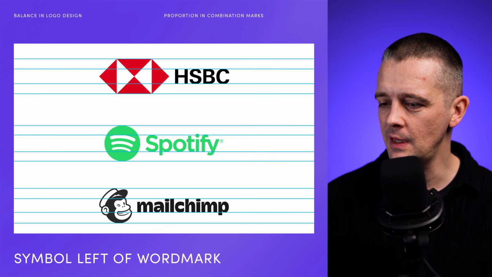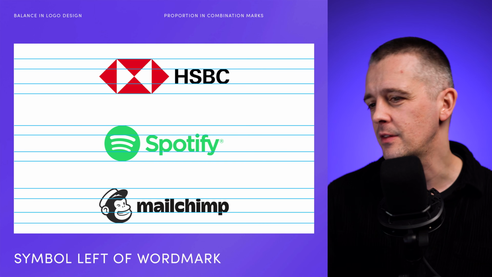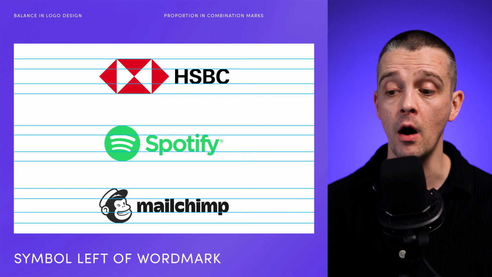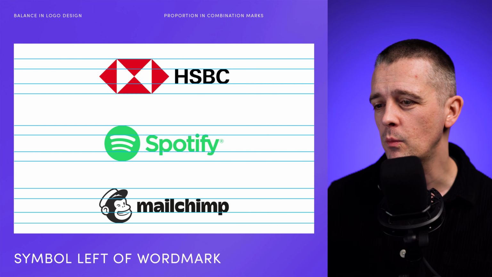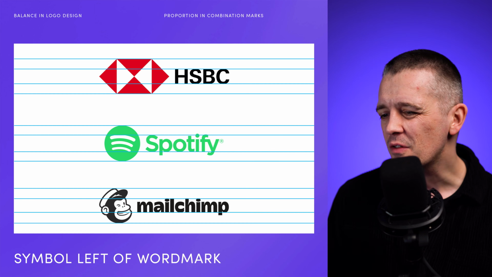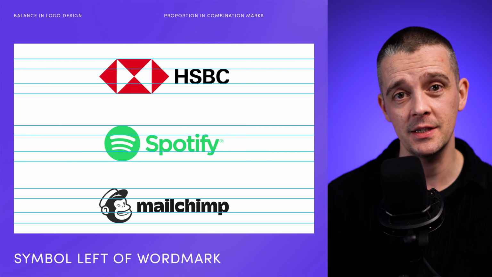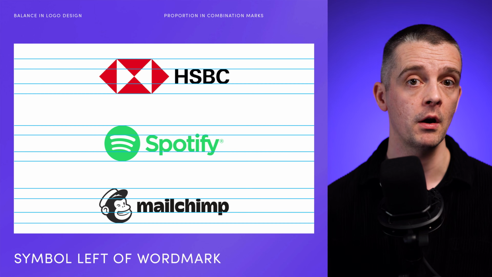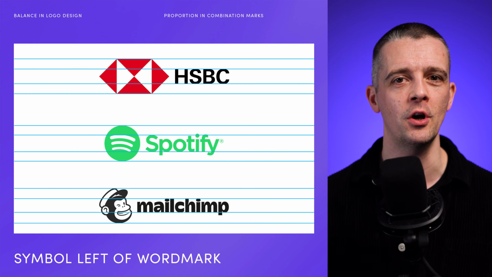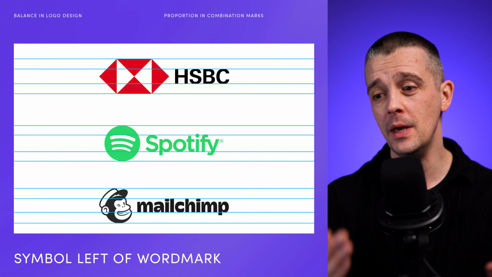With HSBC, that height is a little bit smaller. It's less than half. With Spotify, it's probably more like around half. With MailChimp, somewhere in between, perhaps, and maybe it looks like just over a third, something like that. And there's no hard and fast rule here. When you have a symbol and then you want to create a combination mark, to make it exactly half the height or a third of the height, or using the golden ratio, I would try all those things, but it's about graphically, do they appear balanced together?